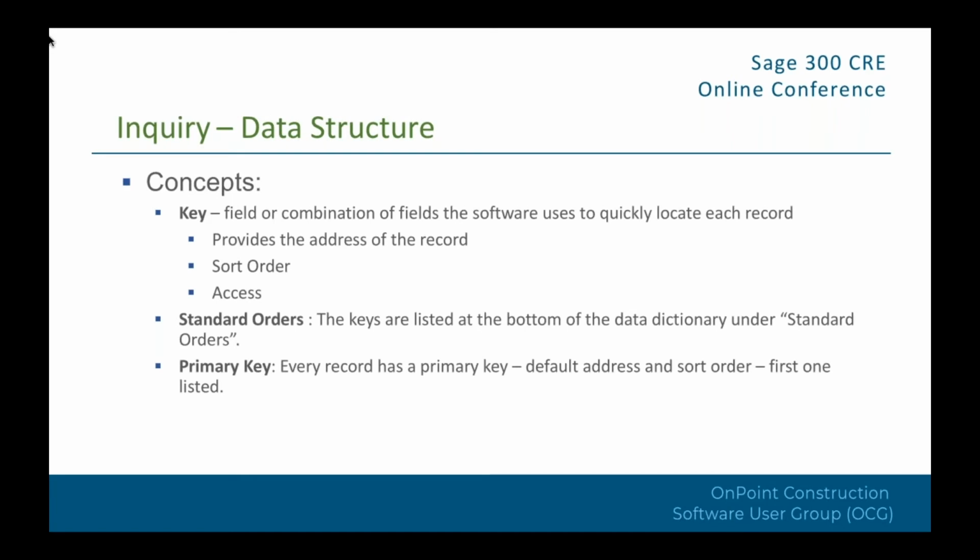So some of the concepts in this structure: everything has a key field. It's the locator to the information that you want, so it kind of provides the address of the record. And then there's also a sort order. It's the normal sort order, or it might even have a couple of sort orders to it. And then, what are you wanting to access in that? So then, like I said, there are the standard orders. They could be one or a few of them.